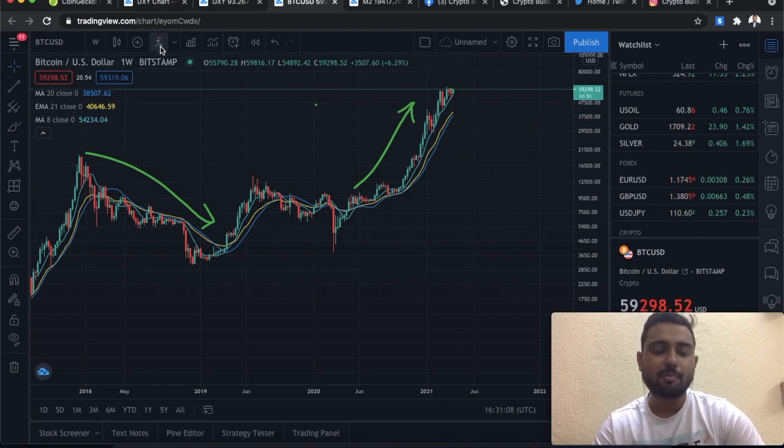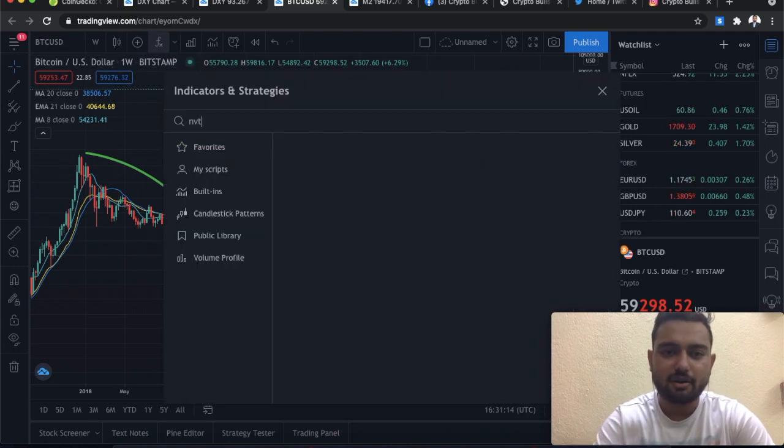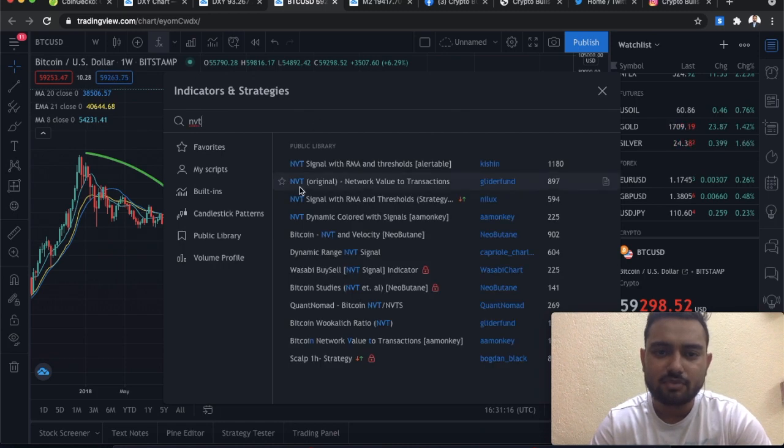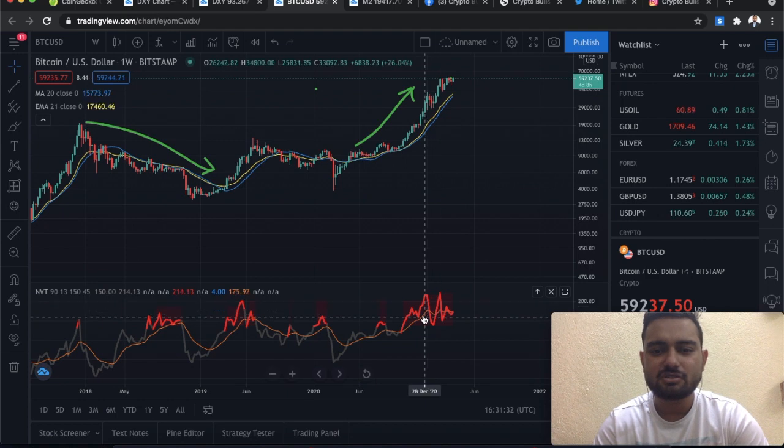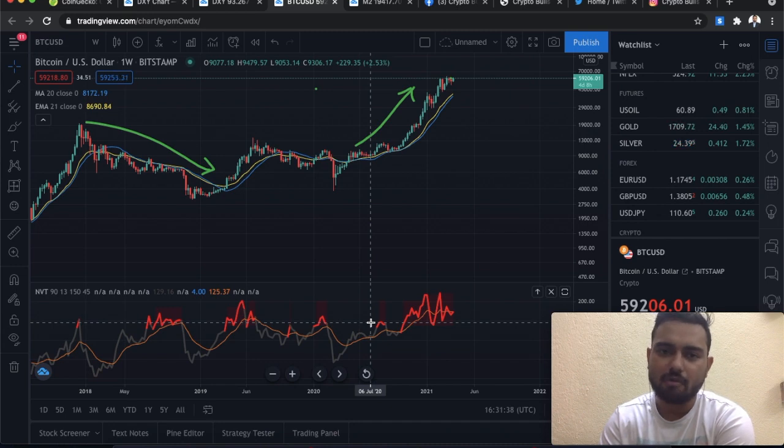A couple of people were asking me which NVT we use, so I'll just show it to you. We'll go to these symbols, and on NVT we'll select this one, NVT original, right? Here you see, the NVT is also signaling that the market has momentum and still has the power to go up.